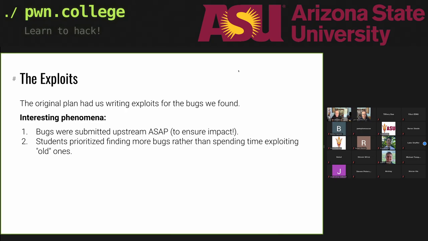Then exploitation, right? Originally, exploitation was a core part of the class. We were going to create exploits to show the security relevance of the bugs. But when we started submitting bugs upstream as soon as possible, as soon as we were done triaging them, to ensure that impact, it made a very interesting fundamental difference in that students started thinking of these bugs as kind of old, right? And they didn't want to spend, subconsciously, so much time exploiting these old bugs, and they would move on and find more bugs. So every team prioritized finding more bugs over exploiting the bugs they had, which is a very interesting takeaway.